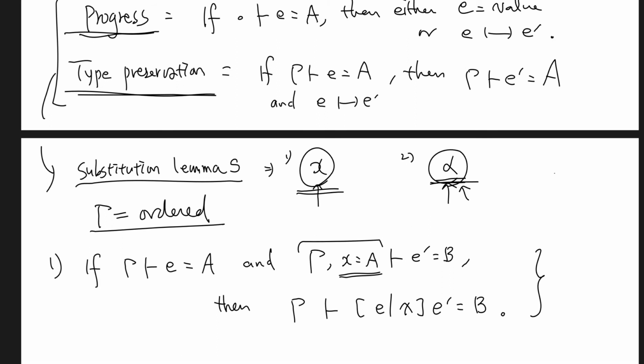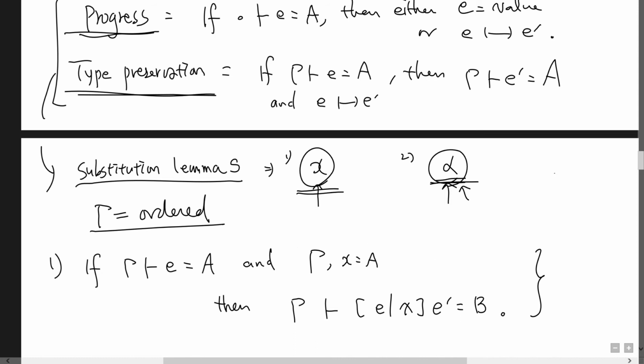We have generalized the form of typing context here, because this type binding is not necessarily found at the end. That implies that we have to make a more general assumption. So this type binding is followed by another typing context gamma prime, and now we have expression E prime with a type B. So that's the assumption. All this because this typing context is now ordered.